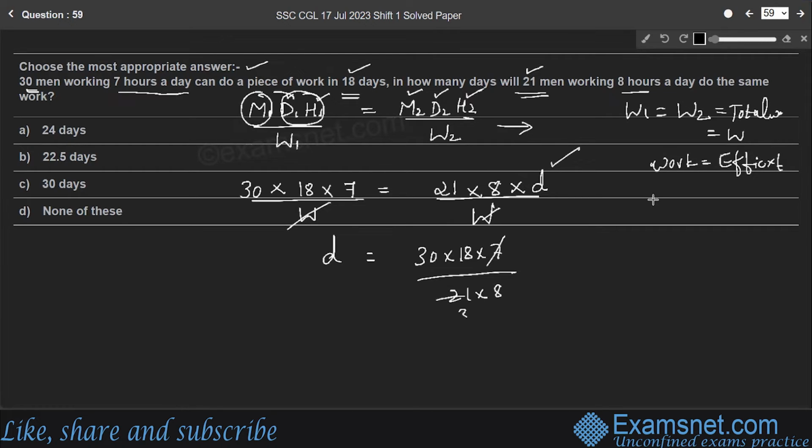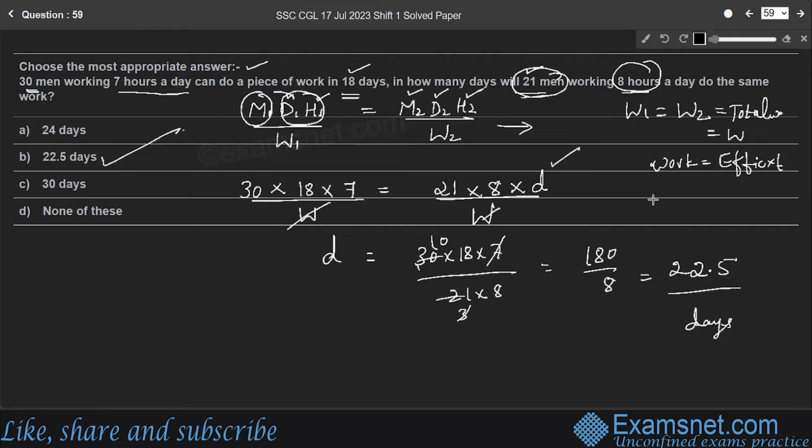So 7 into 3, 3 into 10. Therefore, we have 180 by 8. So 8 into 2, again 8 into 2, so 8 into 5. So 22.5 is the answer, and the unit is days. So 21 men work for 22.5 days, 8 hours in a day, to complete the same amount of work. Therefore, option B is the right answer.